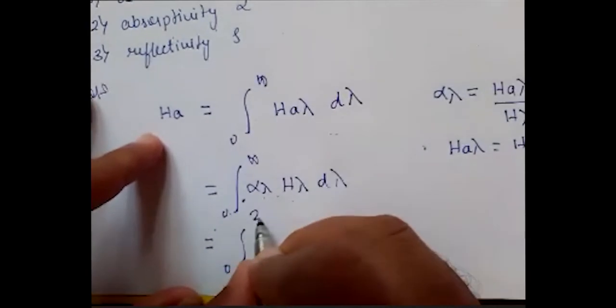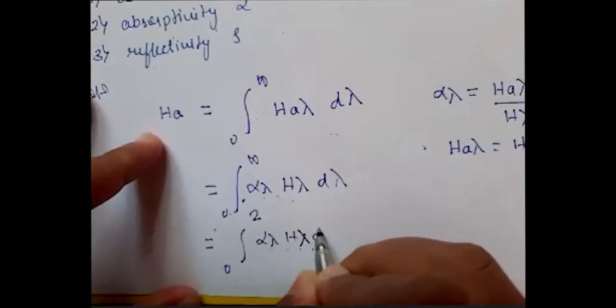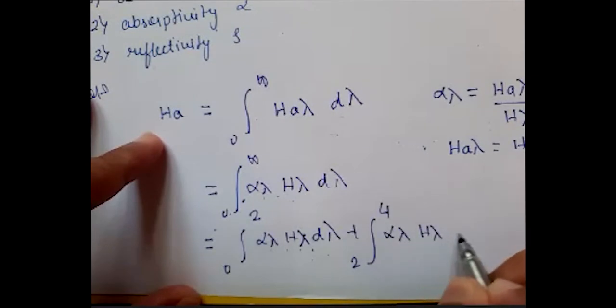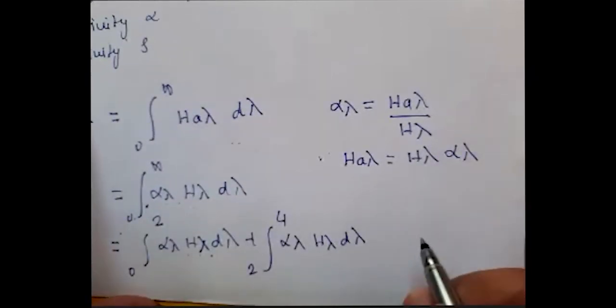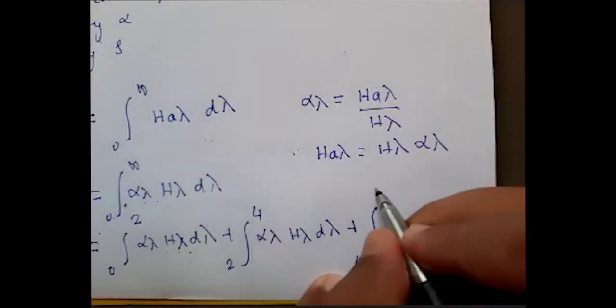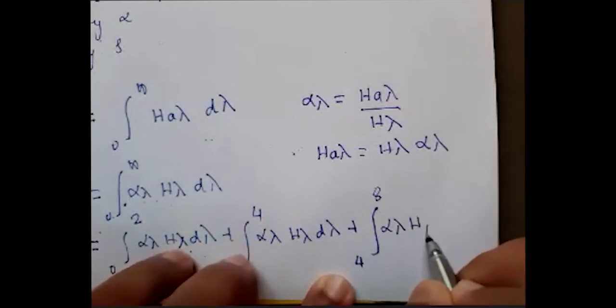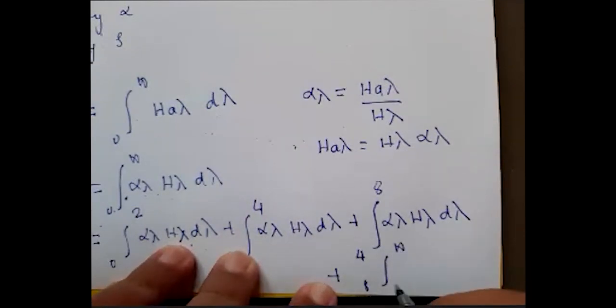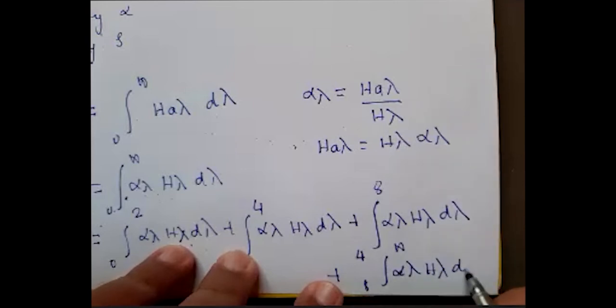This integration I'll take from 0 to 2, alpha lambda H lambda d lambda, plus then 2 to 4, again alpha lambda H lambda d lambda, plus then from 4 to 8 we have the same value, alpha lambda H lambda d lambda, plus from 8 to infinity, again alpha lambda H lambda d lambda.